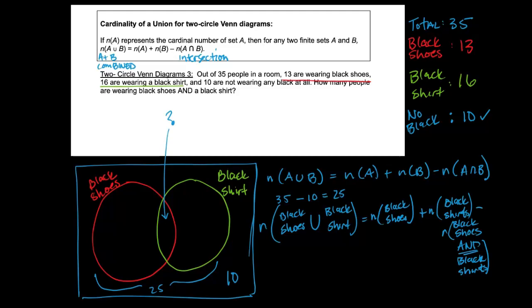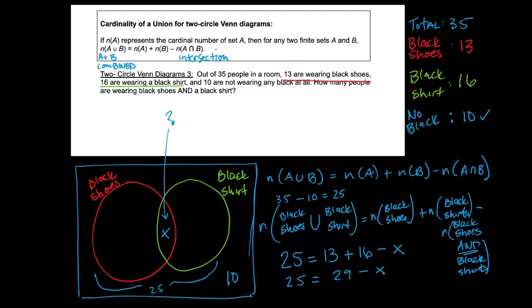So for the number of black shoes combined, or union black shirt, that's going to be 25 equals the number of black shoes. Well, we know that it's 13. That entire red circle should be 13. Plus the number of black shirts, well, 16, minus the number of black shoes and black shirts. That's our x that we don't know in the middle. So I'm going to say minus x. And then from here, we just have an equation. So we take 25, we add 13 and 16 together, and we get 29 minus x.